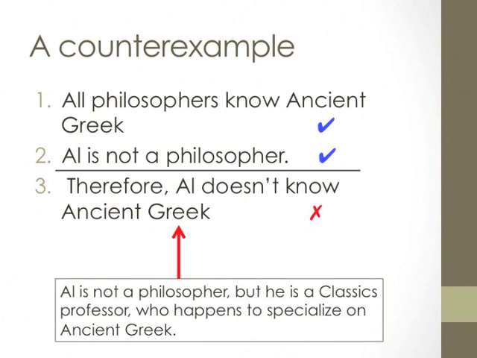So, suppose that the first premise is true, right? Suppose that all philosophers know ancient Greek. This is not actually true, but imagine that it is true. And suppose that Al is not a philosopher. Now, does it follow that Al doesn't know ancient Greek? Not necessarily. Imagine a situation where 1 and 2 are true, but in addition, although he's not a philosopher, he is a classics professor who happens to specialize in ancient Greek, right? In that case, both premises are true, but the conclusion is false. And so we have a counterexample to the validity of the argument, right?